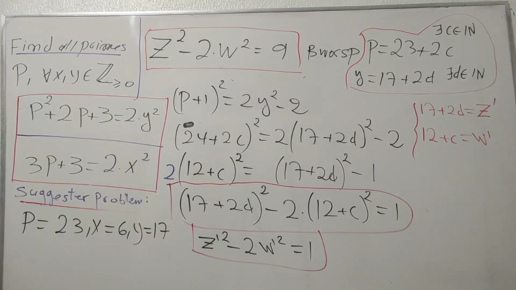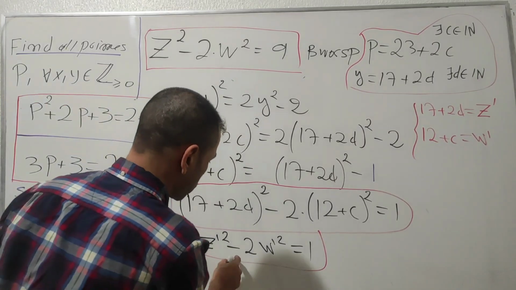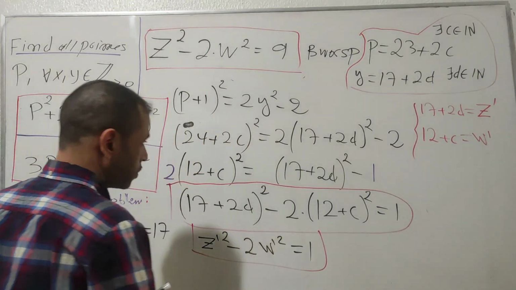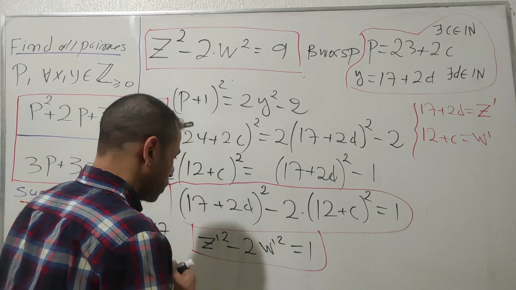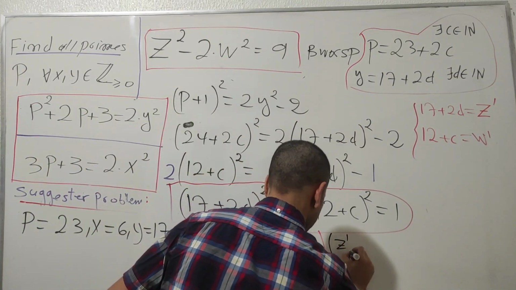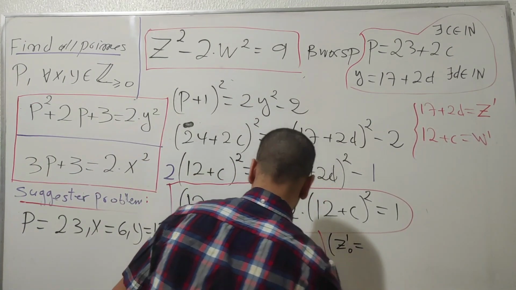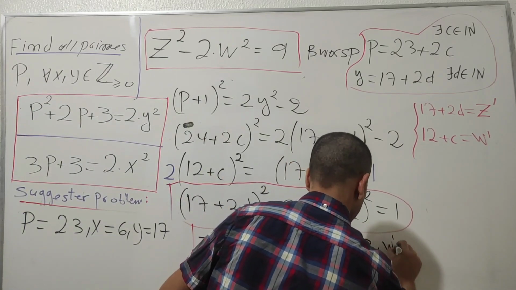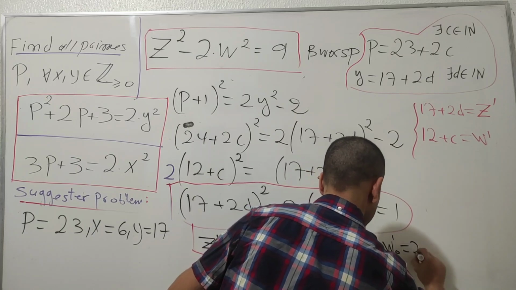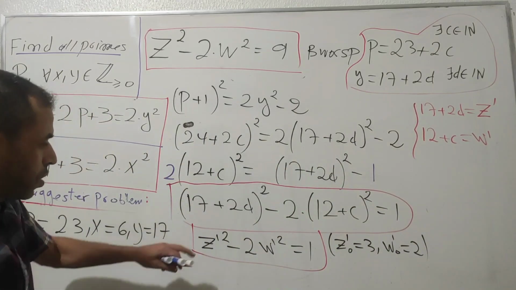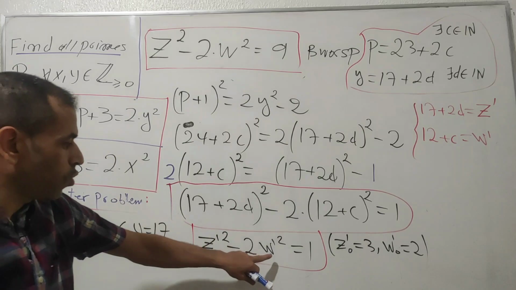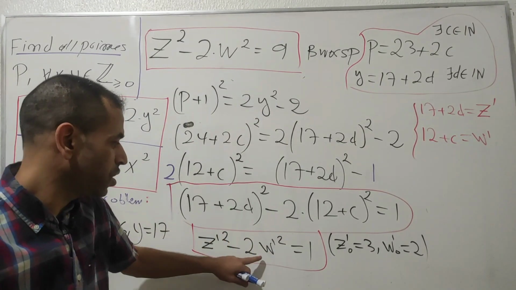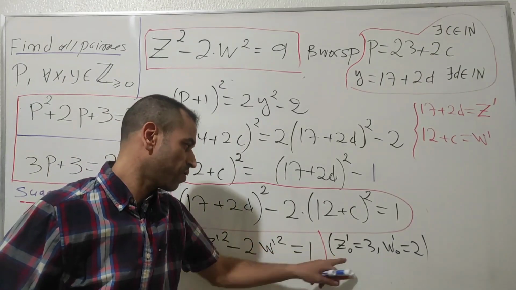Now we are going to extract the obvious solutions from this one. So what's the obvious solution? It's simple here. z prime zero is going to give us 3, and w prime zero is going to give us 2, because we get 3 squared, which is 9, and 2 squared, which is 4. 4 multiplied by 2 is 8. 9 minus 8 is going to give us 1, which satisfies this equation.